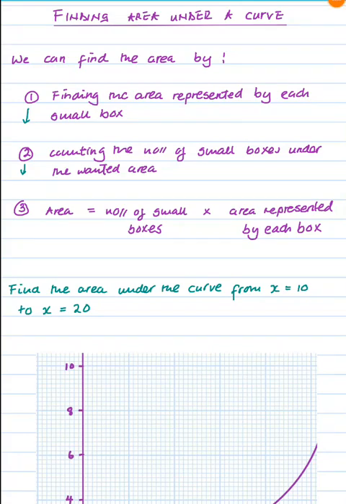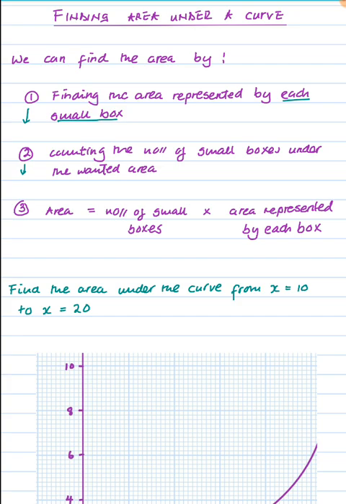So we are still continuing under my graphs edu, and now we want to do finding area under a curve. So finding an area under a curve, it's only 3 steps that are involved, right? The first step is we find the area represented by each small box.